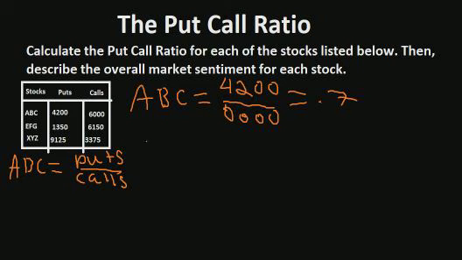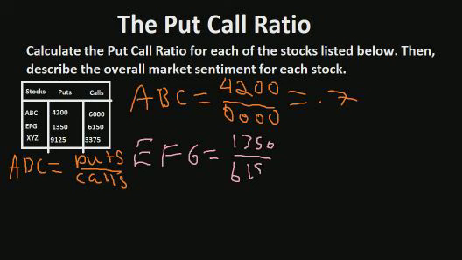Okay, next we're going to calculate for stock EFG. So we have our EFG equals, so our puts would be 1350, as you can see there, over our calls, which is 6150. And this calculates out to right around 0.22.